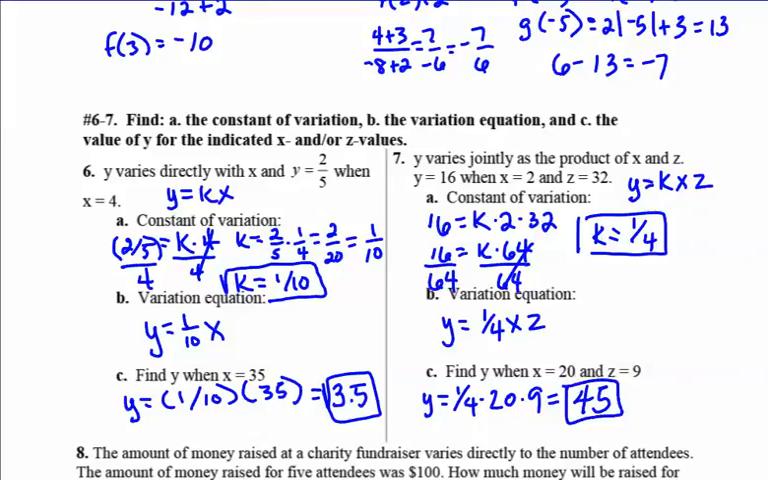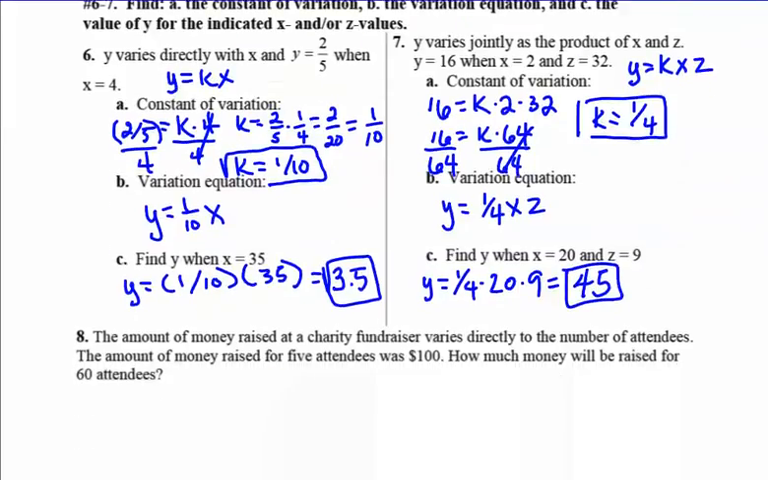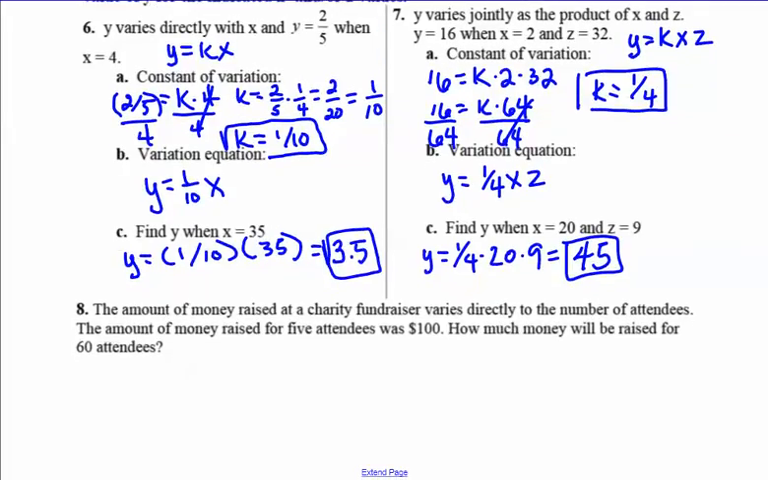Okay, and we're almost done with the page. In problem 8, the amount of money raised at a charity fundraiser varies directly with the number of attendees. So the money varies directly with the attendees. Normally I would write y equals kx. But here it could be helpful to use m for money. K will always be k. And then it varies with the attendees, so I'll use A for attendees.